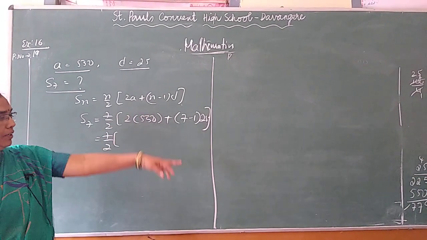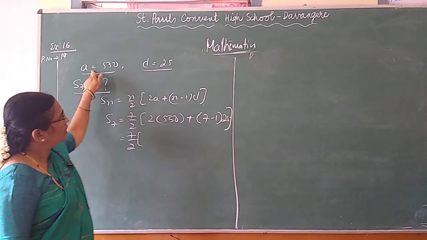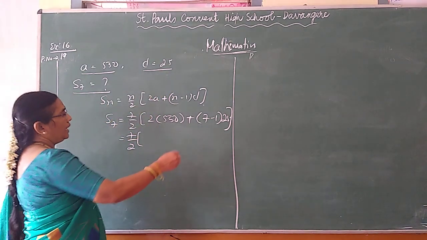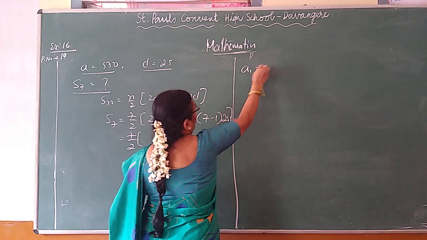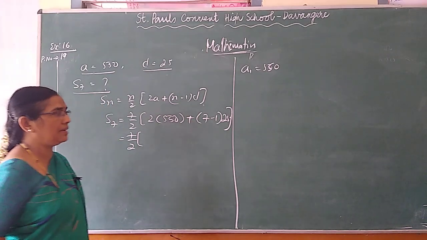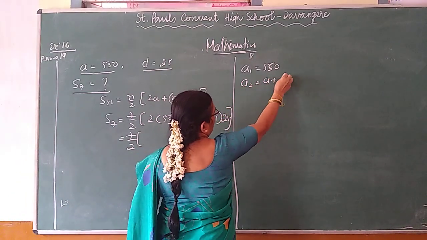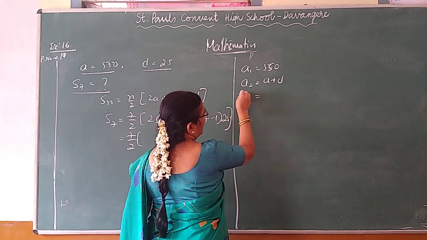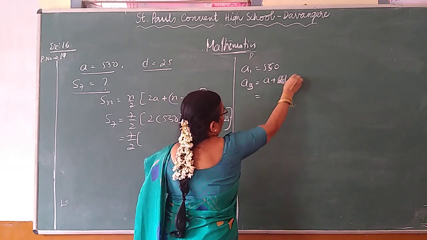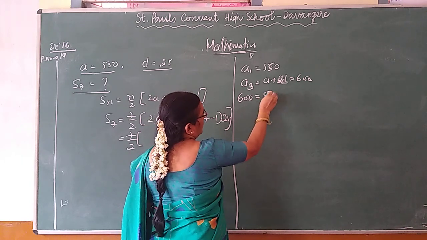Okay children, I am continuing the problem. There we are finding A, that is 550 we got. The D we are getting 25. Because we know the difference of A1, A2. Because already we find A1 is equal to 550, means there is a uniform increase by a fixed number they said. Therefore, A2 we have to find out. A2 means what? A plus D. So A3 is equal to A plus 2D. So that is equal to 600 they said.